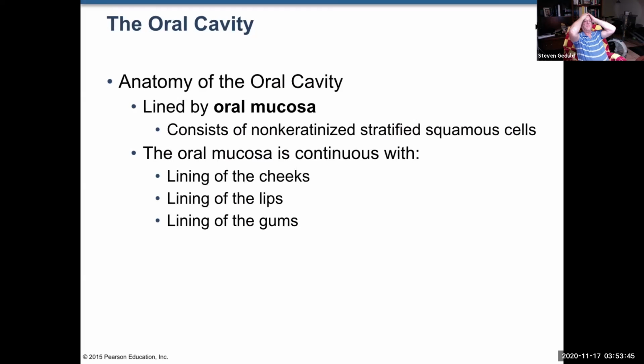So, anatomy of it. The lining of the oral mucosa is non-keratinized stratified squamous cells. Again, stratified is multiple layers, more than one, and it's stratified and squished. That's because it is an area where lots of trauma occurs. You put a lot of things in your mouth, and you chew on things, and it just protects your oral mucosa. The oral mucosa is continuous. The lining of your cheeks forms a buccal vestibule and it comes up with the cheeks, lining of your lips, and lining of the gum. That's all continuous.